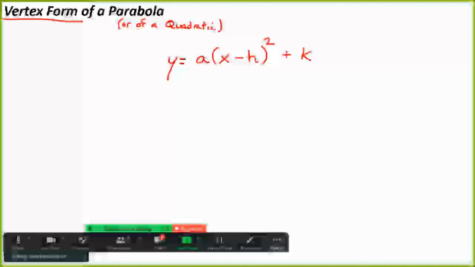Now, if we have a parabola or a quadratic in vertex form, what you'll be looking for is x: is there x minus a number or x plus a number? And is that in a parentheses to the second power? That's basically all we need for it to be in vertex form. If you have an equation in this form, then the h and the k spots are telling you the vertex. h, k is the vertex.